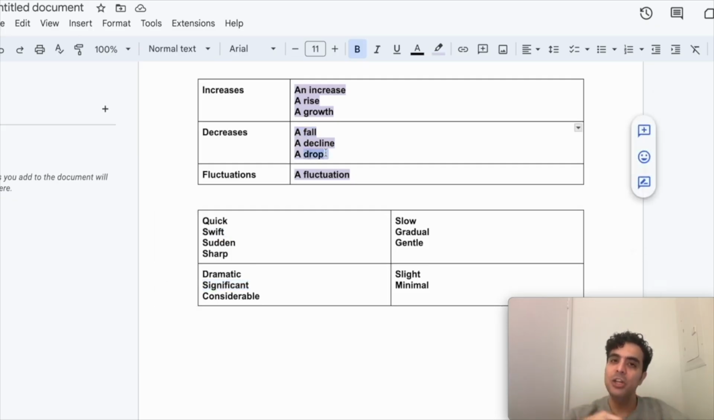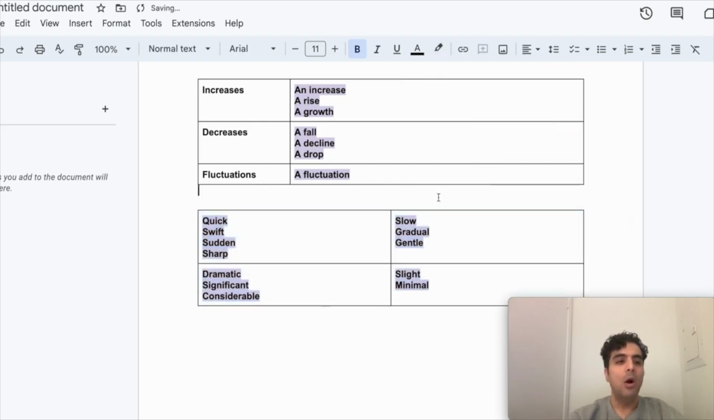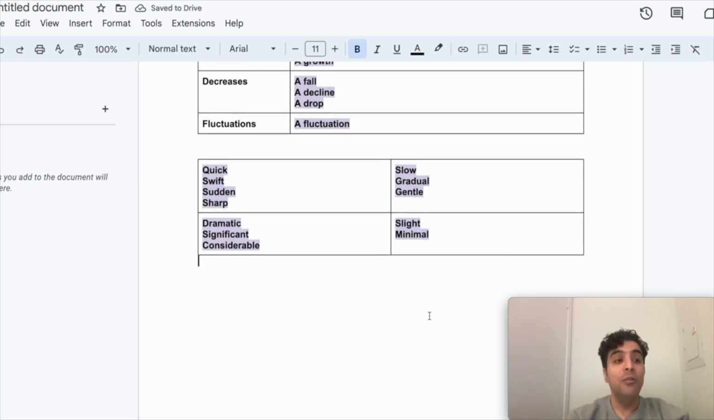So you see, you mix and match and you create different noun phrase combinations. Same thing can be said for this column here. You could talk about a slow growth, or perhaps a slight rise. You could talk about perhaps a gradual decline or a minimal drop, right? So mix and match to create different structures and to create variety in your writing. But I'm still going to highlight all of this in the same color because this is still part of the noun phrase construction that we are forming.